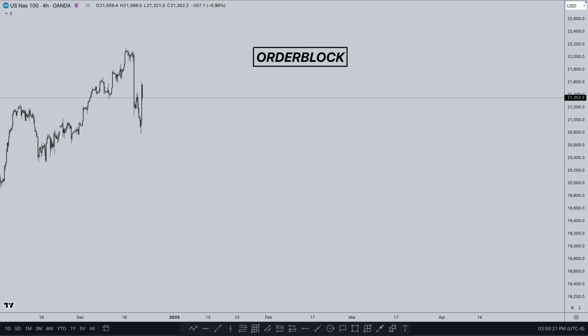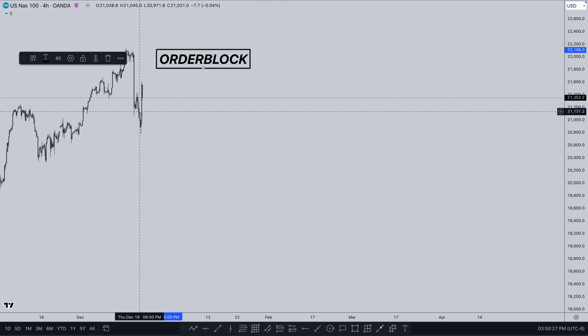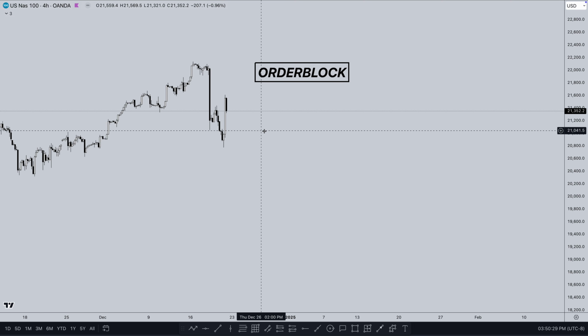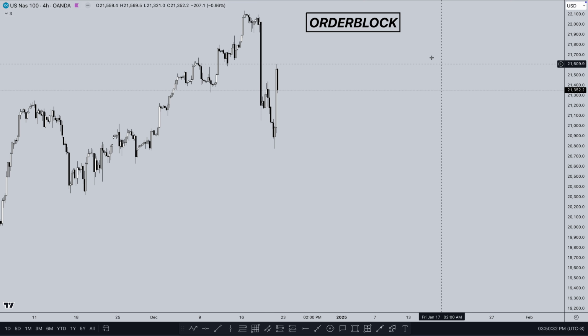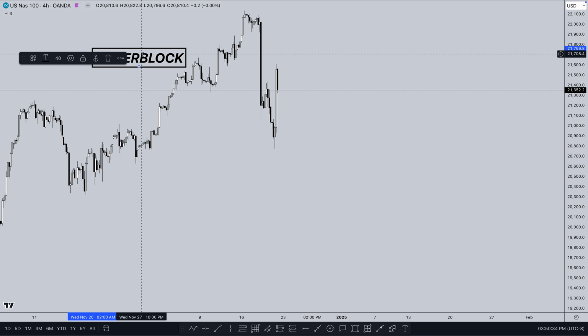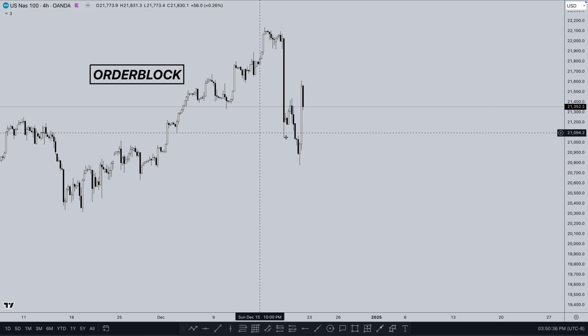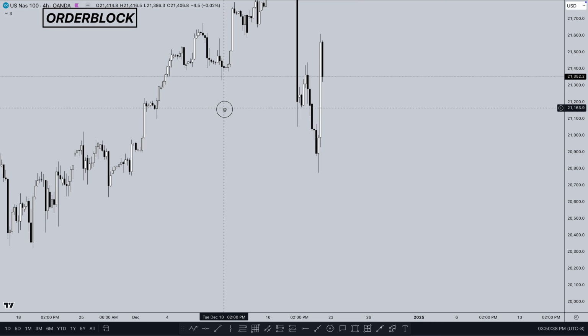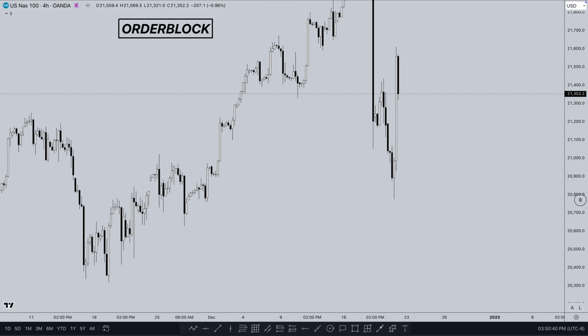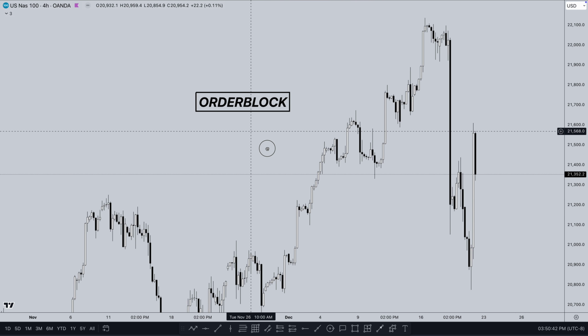We have the order block, right? The order block is always going to be that last selling candle before price runs to the upside, or the last buying candle before price runs to the downside. So just to give you an example of an order block, let me go ahead and move this here.